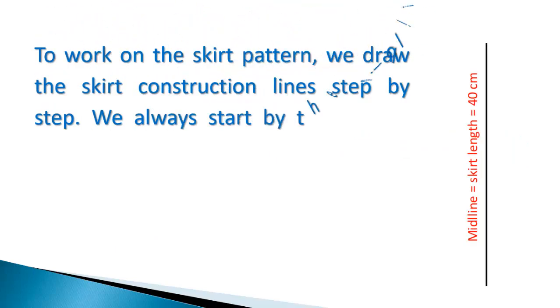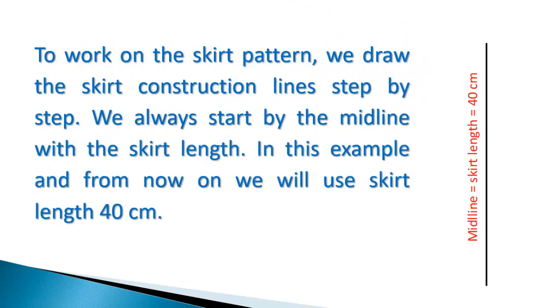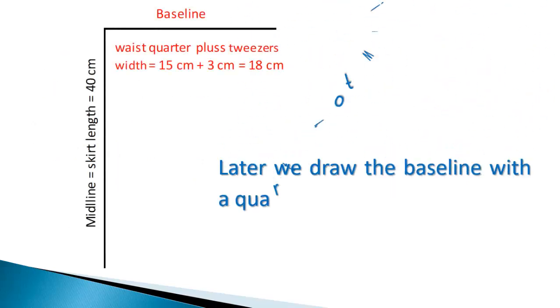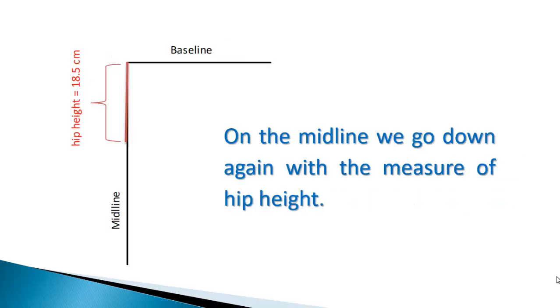To work the skirt pattern, we draw the skirt construction lines step by step. We always start by the middle with the skirt length. In this example and from now on, we will use a skirt length of 40 centimeters. Later, we draw the waist line with a quarter of the waist, adding 3 centimeters. On the middle, we go down again with the measure of the hip height.